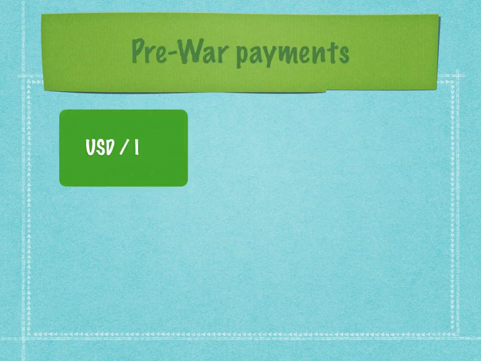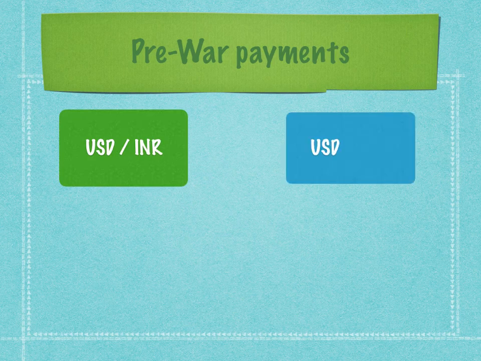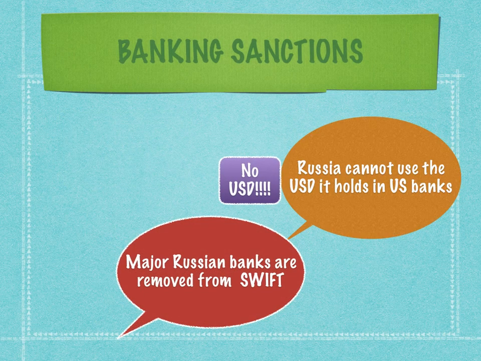The pre-war payments necessarily involved the USD INR leg. It still does, and it also involves the USD RUB leg. Now see, USD is in both legs of the transaction, USD INR and USD RUB. But now what has happened? Because of the war, there is no USD.